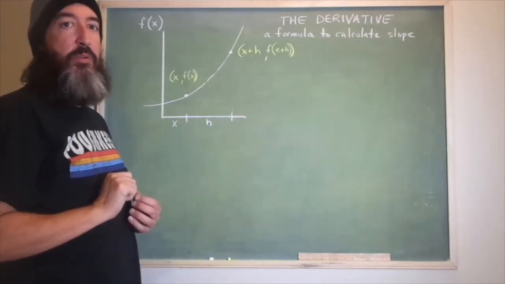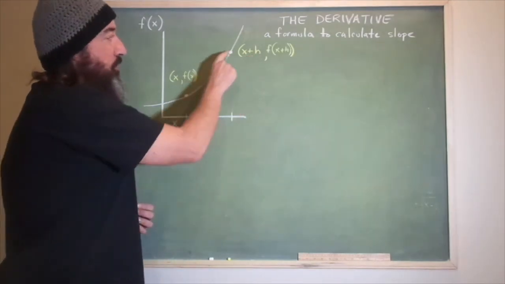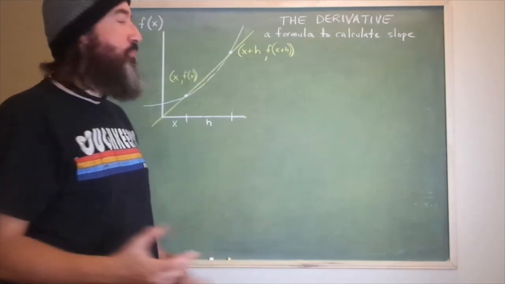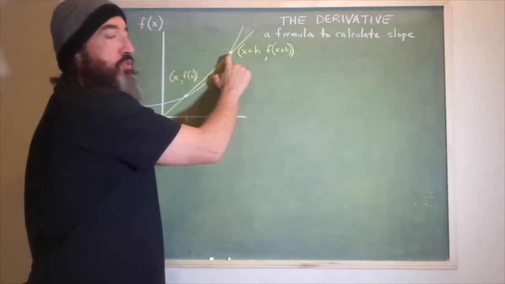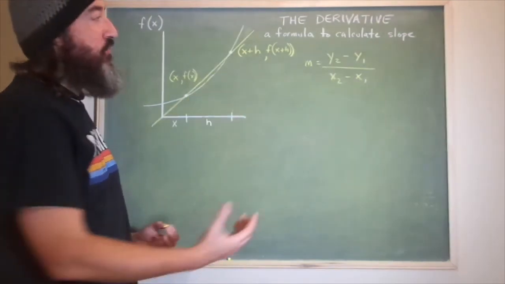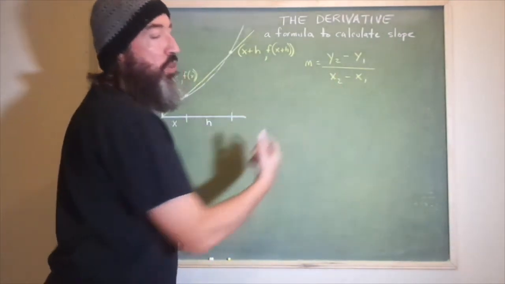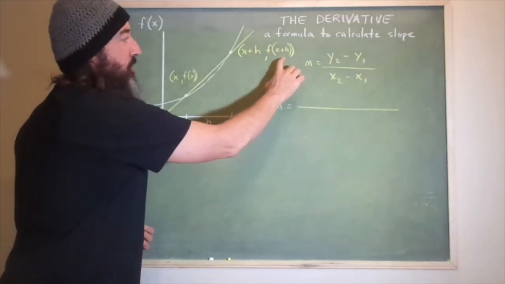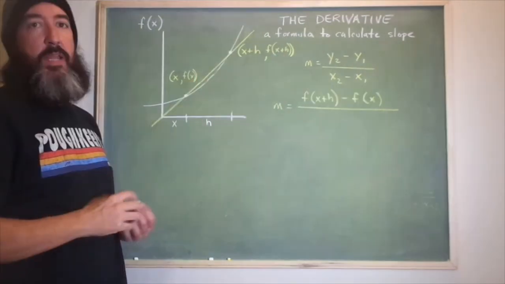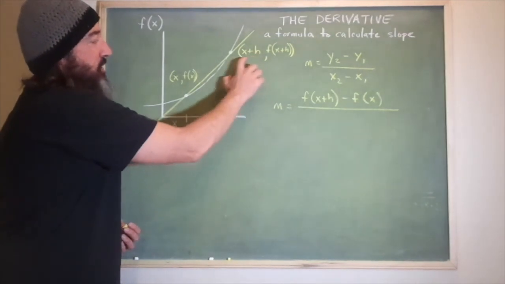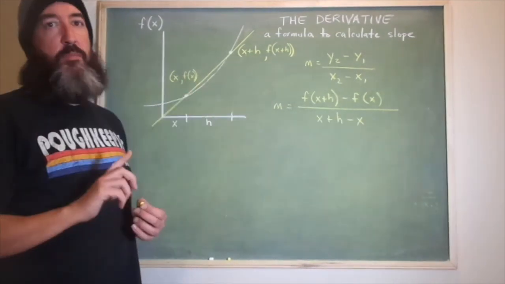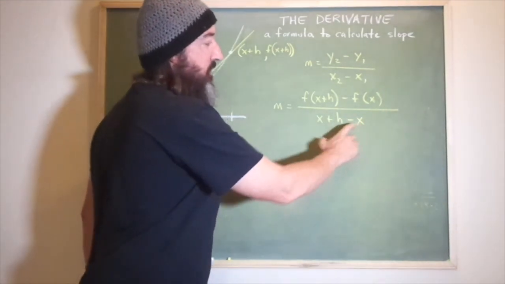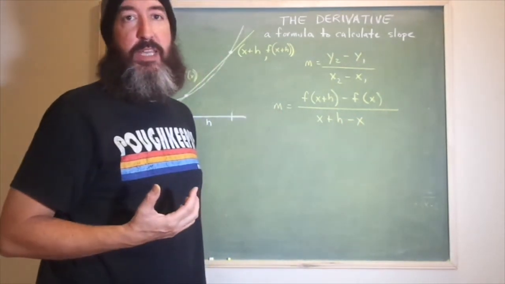For right now, I'm going to draw a line that goes through both of these points. And writing an equation for the slope of this line should be simple because I have 2 points to work with. The slope of a line is, of course, y2 minus y1 over x2 minus x1. So my numerator is f of x plus h minus f of x, and my denominator is x plus h minus x. And perhaps you see the denominator, this positive x and negative x cancel out. The denominator is simply h.